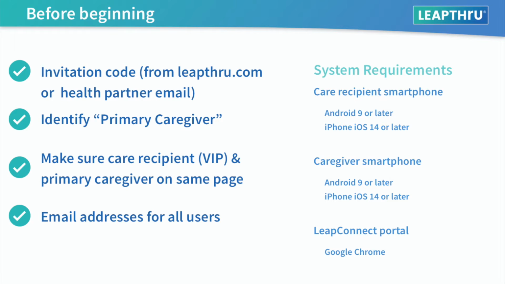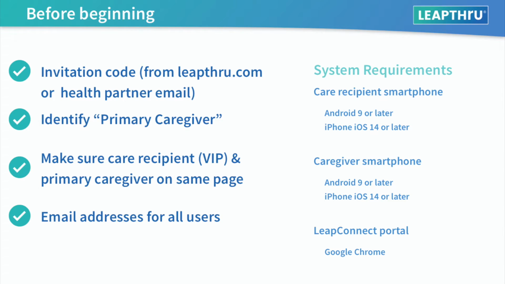Secondly, identifying who the primary caregiver is. This is the person who will be the main caregiver for the care recipient on the system. Frequently that is an adult child or a spouse or a loved one. This is the person also who is helping often to facilitate registration. So it's vitally important that the care recipient and this primary caregiver are talking and are on the same page about the system and how it's going to be used.